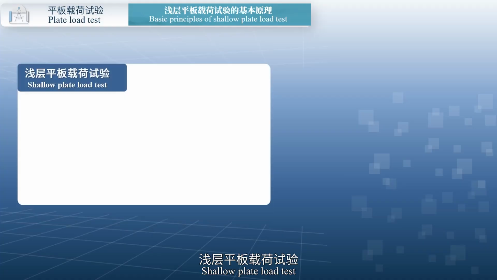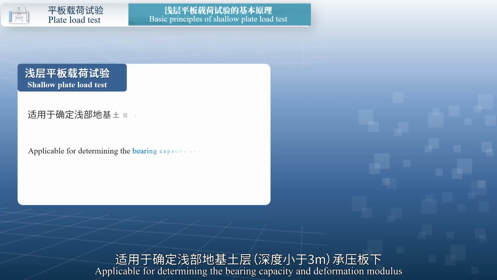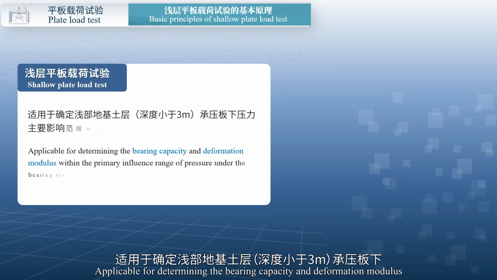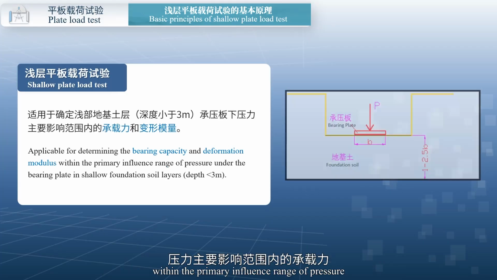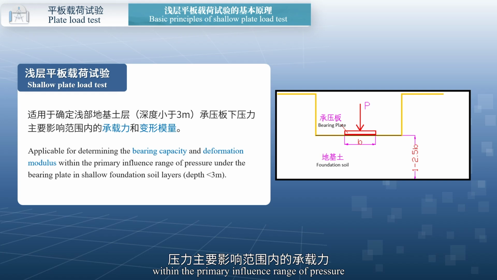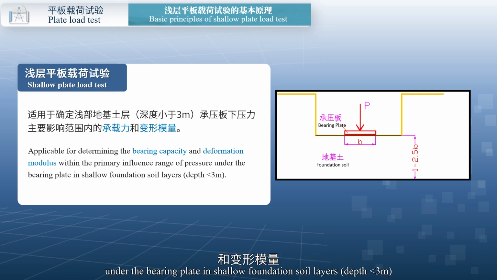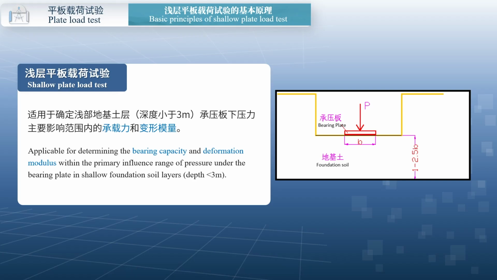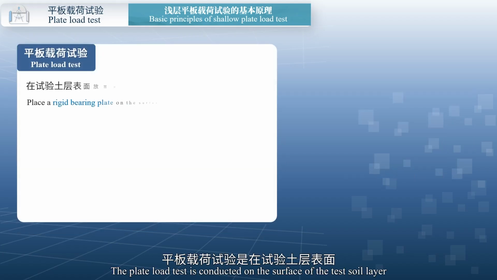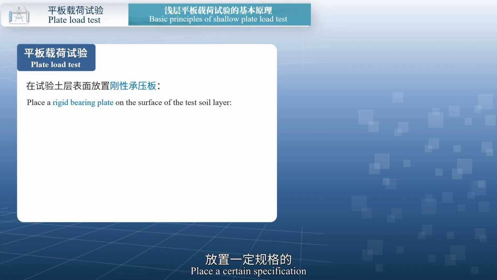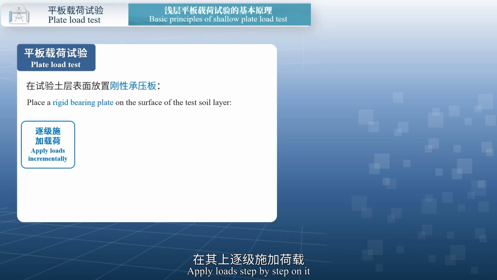Shallow plate load test. Applicable for determining the bearing capacity and deformation modulus within the primary influence range of pressure under the bearing plate in shallow foundation soil layers. Depth is less than 3 meters. The plate load test is conducted on the surface of the test soil layer. Place a square or circular rigid bearing plate of a certain specification. Apply loads step by step on it.